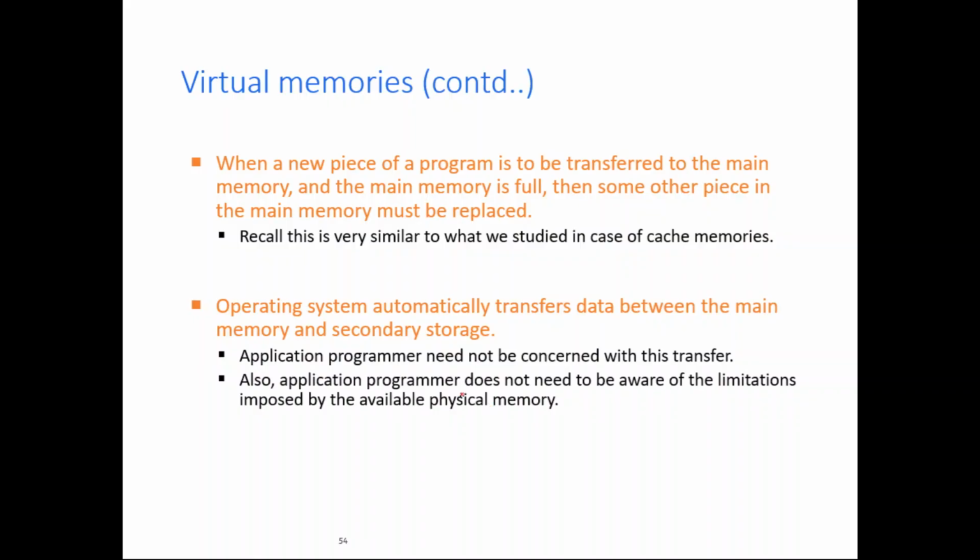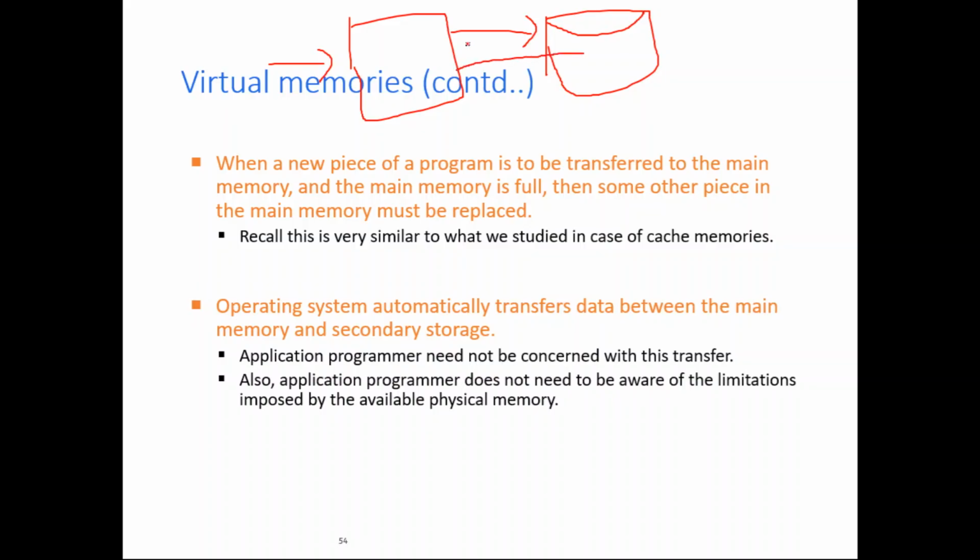So say the CPU is requesting some content. That content is not in the main memory, so it should be brought from the hard disk. Okay, I will draw the hard disk something like this. It should be brought from the hard disk to the main memory. As long as there is sufficient space in the main memory to bring this new page, it's not an issue, right? But say there is no sufficient space. The main memory is already full.